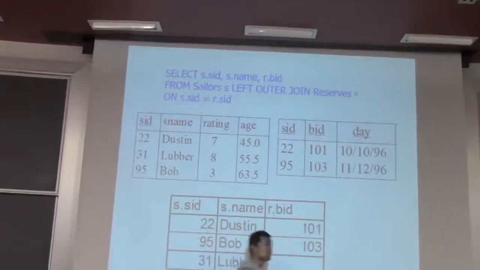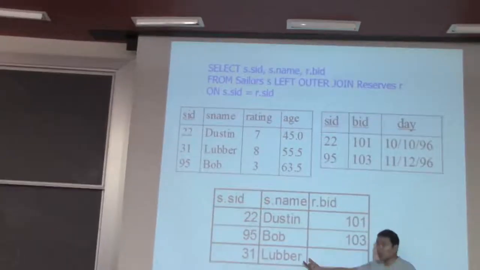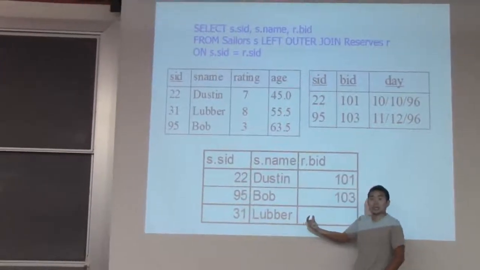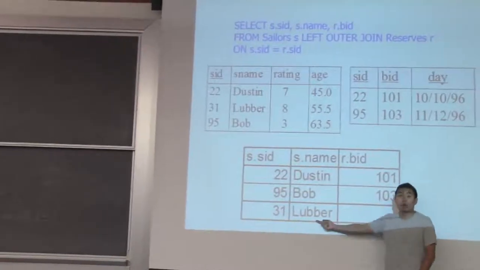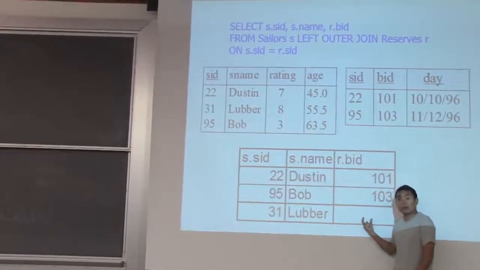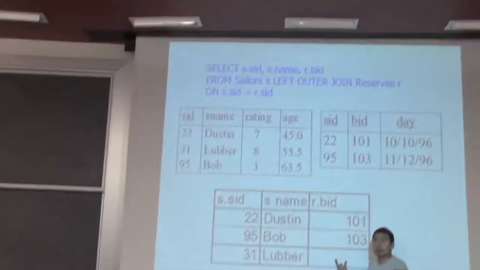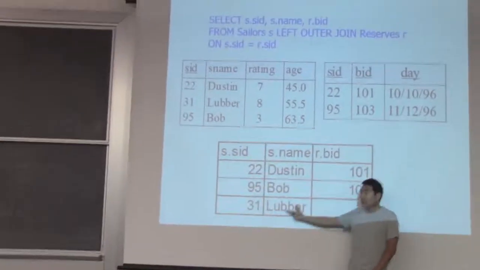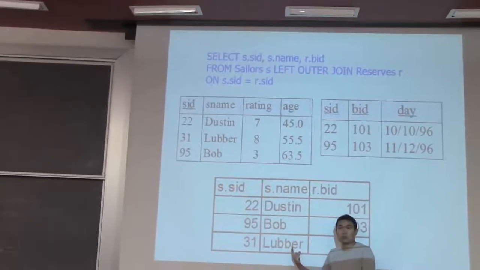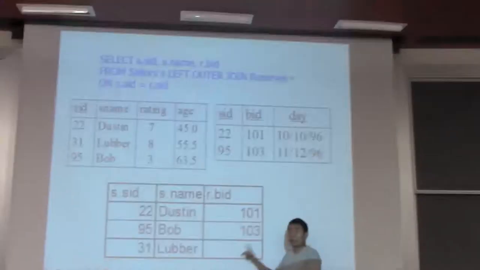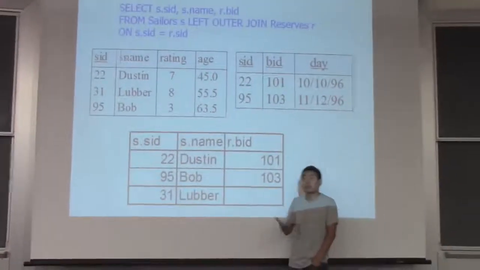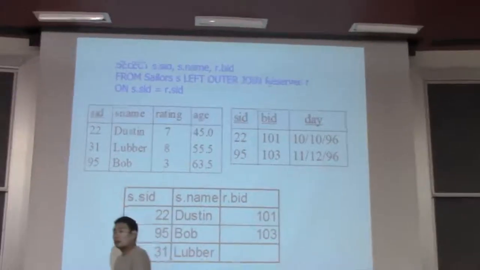The only question that remains is, because this record does not participate in the join, there is no matching boat ID for this record. What should I do when I try to project out a boat ID that this record doesn't even have a reservation for? Well, you put out a null value. So this will be a null value right here. Okay? So that's the semantic for outer join.